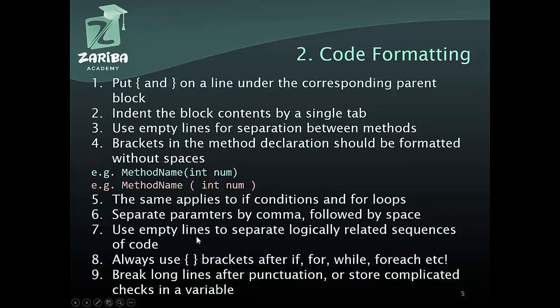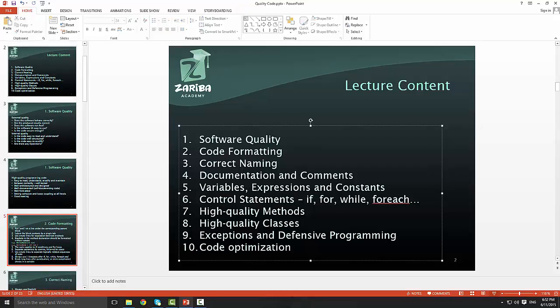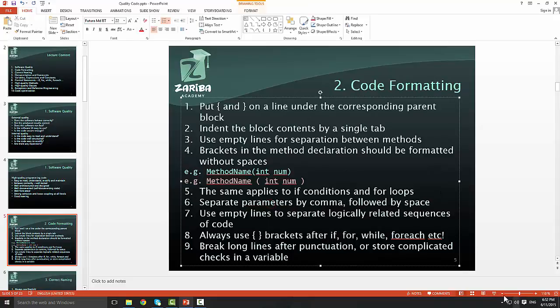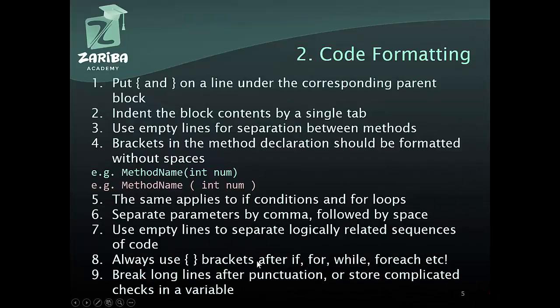All right. Separate parameters by comma followed by a space. So here, if I have a couple of parameters, then I'll have comma and then space, and then the next property, int s is a bad name, then comma, then space again, and so on.